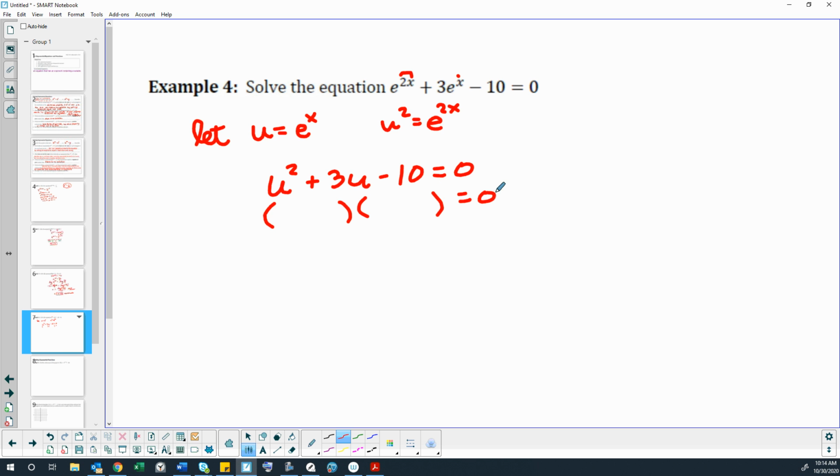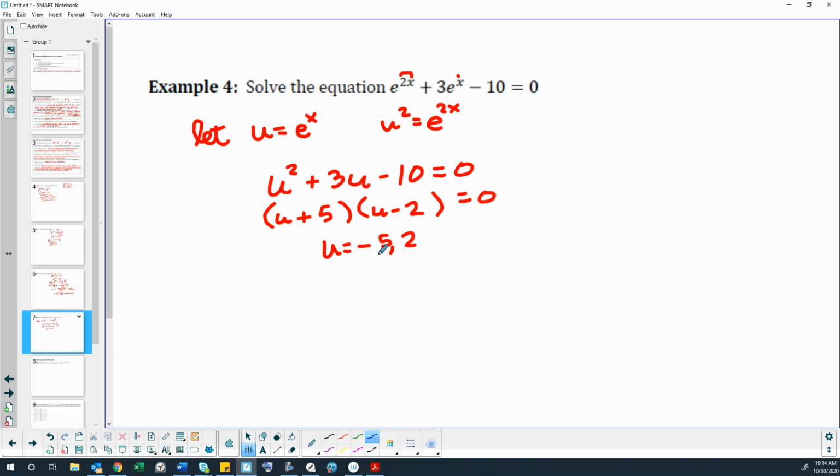So we need factors of 10, negative 10, that add up to positive 3. So positive 5 and negative 2, let's double check. U times u is u squared. 5 times negative 2 is negative 10. Positive 5u, negative 2u adds up to 3u in the middle. That gives us answers for u, negative 5 and 2.